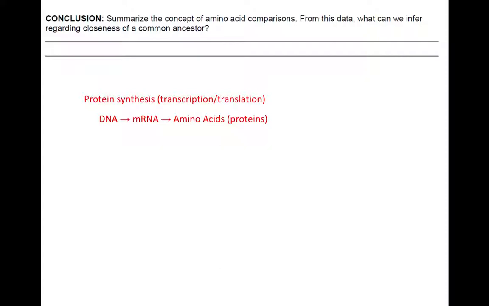So go ahead and take some time to answer that question, and then you should be good to go with this and put it in your notebook, page 117.